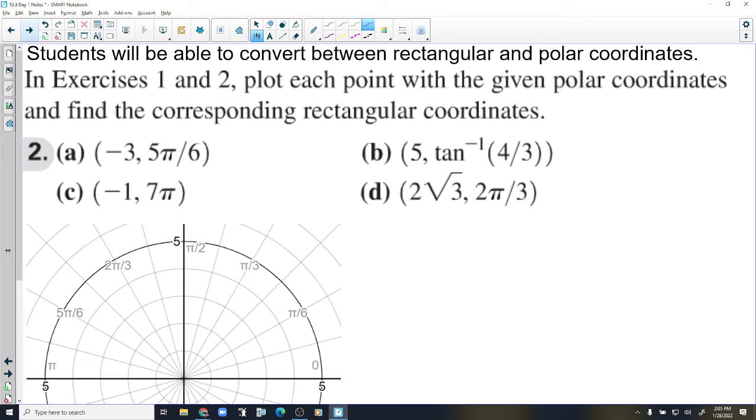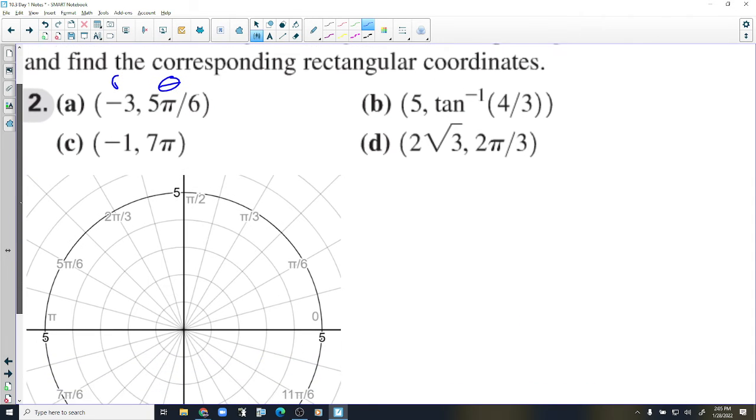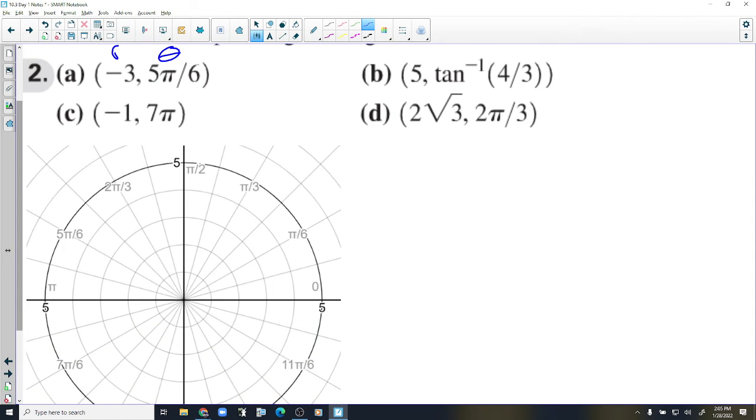Let's plot the point and then give a corresponding rectangular. So this is an r theta. Let's plot it. We're going to go along 5 pi over 6, but we're going to go backwards. So 1, 2, 3. There's the point. And then negative 3 cosine of 5 pi over 6 and negative 3 sine of 5 pi over 6.